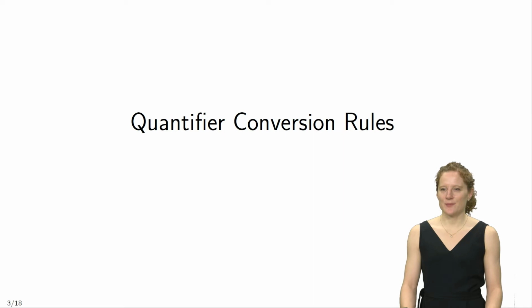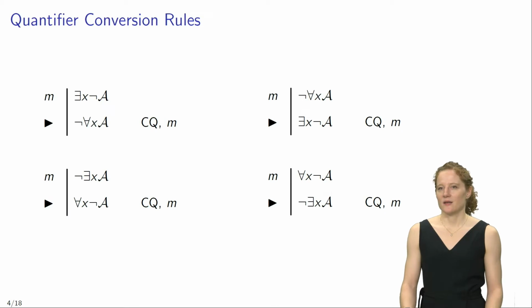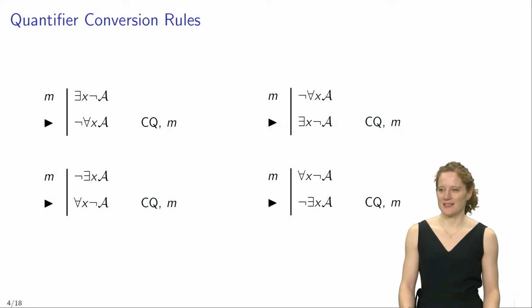So let's start by talking about quantifier conversion rules. Quantifier conversion rules are derived inference rules, meaning that we can prove that these rules are valid using our basic inference rules. We have four different quantifier conversion rules. Each of these rules describes a relationship between existentially quantified sentences and universally quantified sentences.